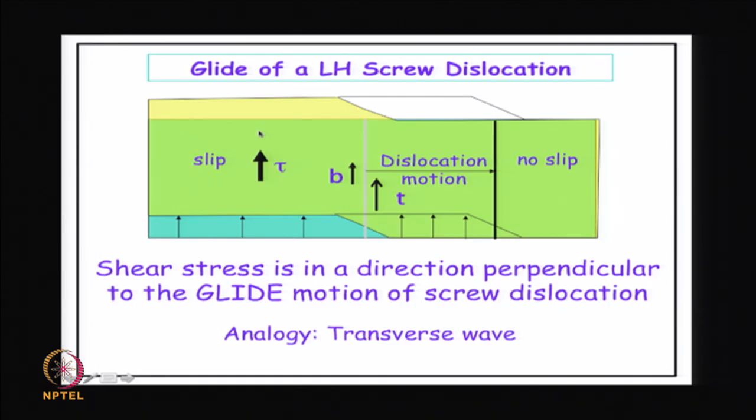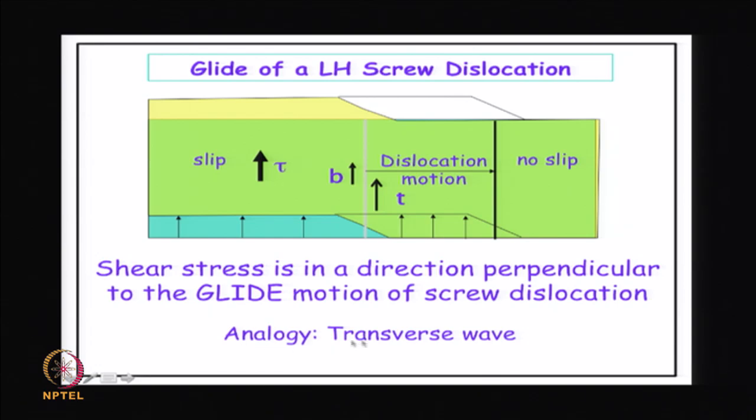In the case of edge dislocation, we saw that these two directions were the same, the shear stress direction and the motion of the dislocation were in the same direction. But in a screw dislocation, the shear stress is applied in one direction and the motion is in a direction perpendicular to the applied shear stress.